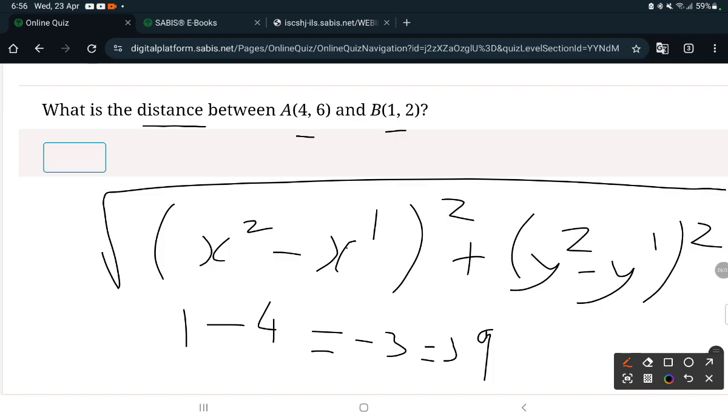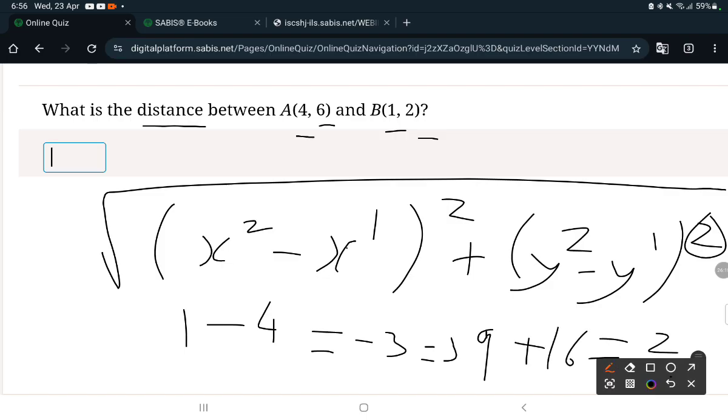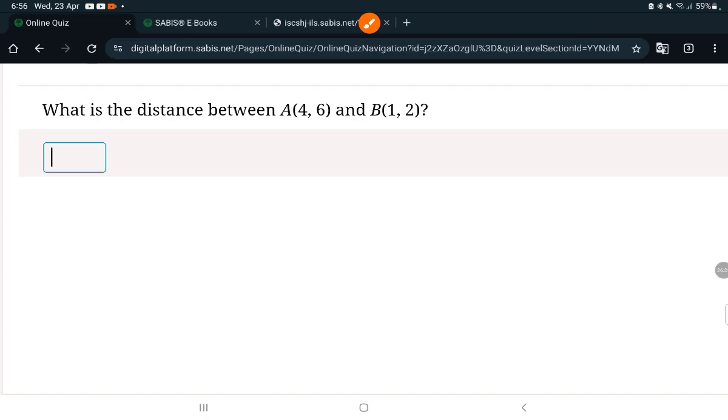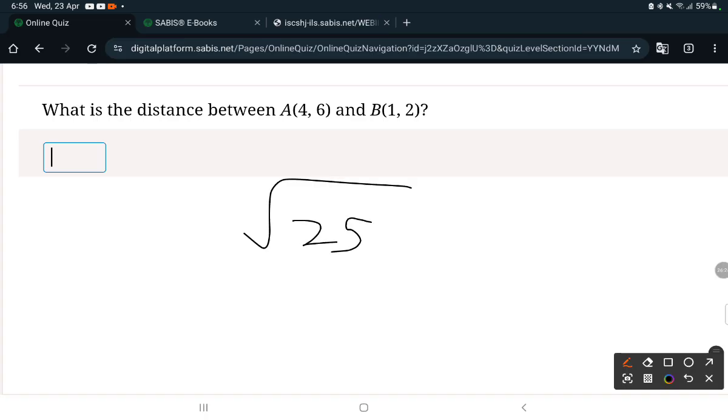We have y2 minus y1. y2 is 2 minus y1, which is 6. 2 minus 6 is going to be minus 4. And when you square it, it's going to be 16. So 9 plus 16, that's 25. Because as we said, 9 plus 16 is 25. Radical 25, easily 5. We all know that.